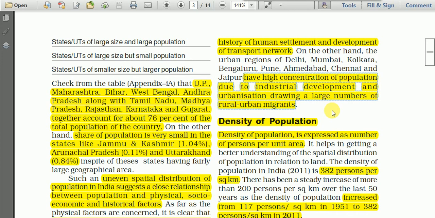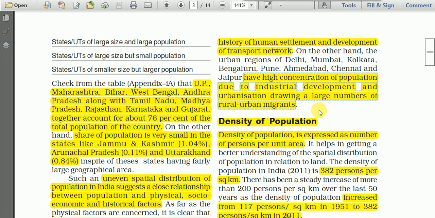So in this way, due to urbanization, there is a concentration of population in the big cities, and where there are industrial clusters, there also, due to job opportunities, people will go there to get jobs, and hence the population of those industrial complexes will increase and there will be more people in those areas. So these are the important factors for the uneven distribution of population in India.